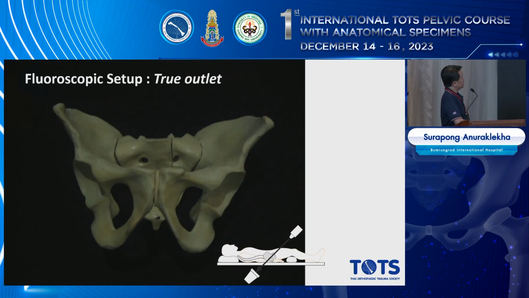Again, this is the true outlet. What is the difference? When we try to do the percutaneous screw fixation, we need a true outlet of the sacrum, where you're supposed to get the upper border of the pubic body in line with the S2 screw. And this is the ideal outlet view that we need intraoperatively.